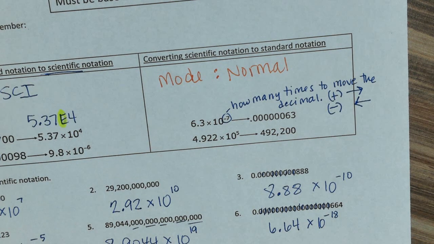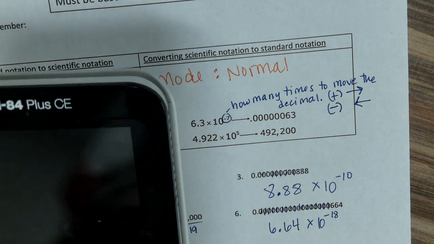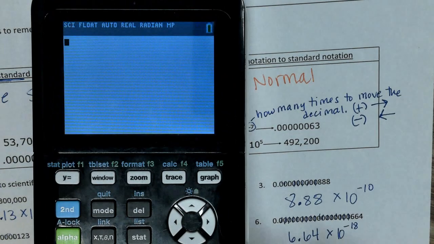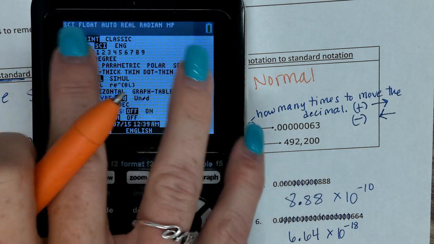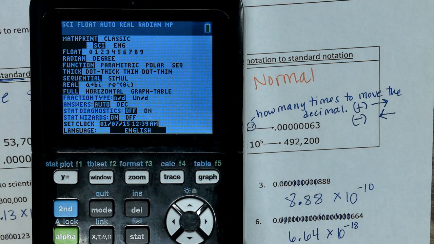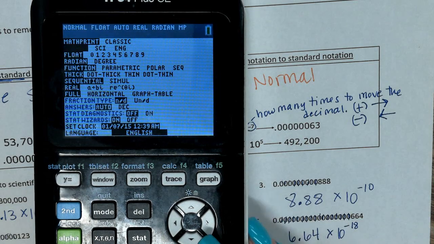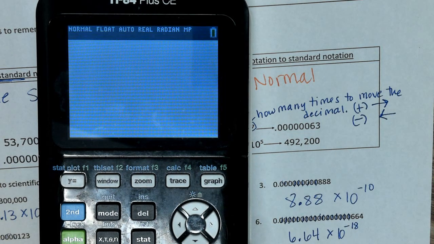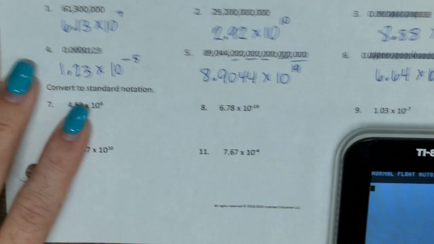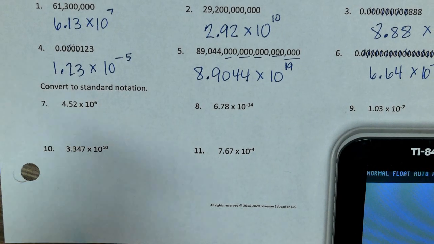So always try to let the calculator do it, and then if it doesn't work, then you can go do it yourself. So get your calculator, go back to mode, highlight normal, and hit enter. And then quit, second mode. Now let's go do these examples. So you're going to type these in and hit enter. If it goes to normal, then that's your answer. If it keeps it in scientific, you have to do it by hand. Make sense? All right, let's try the first one.